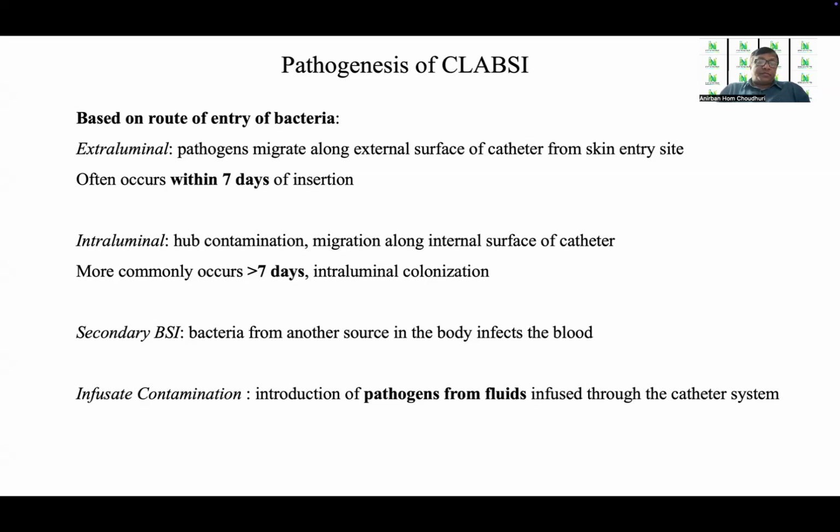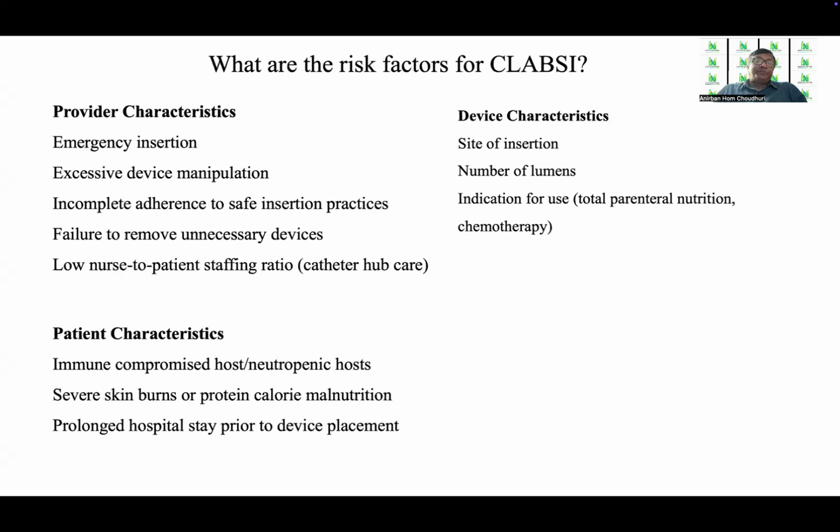The third cause of pathogenesis can be a secondary bloodstream infection, where there is bacteria from another source in the body, like maybe a urosepsis, maybe pneumonia, from where it reaches the blood, and via blood it reaches the central vein and contaminates or infects the central line, giving rise to CLABSI. And the fourth cause, of course, is infusate contamination, like if there is introduction of pathogens from the intravenous fluids that the patient is getting administered through the catheter system, then also there are chances that it can cause CLABSI.